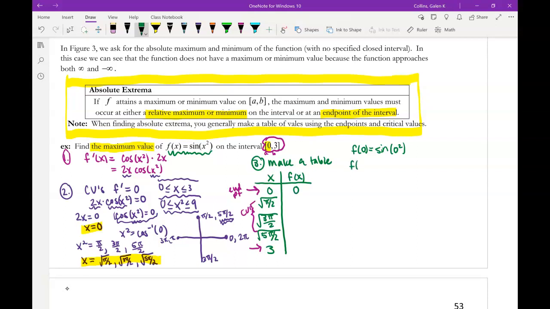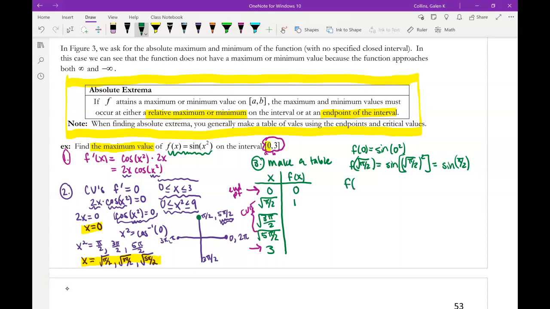When I get to the square root of pi over 2, I don't know why I wrote a 0 there again. When I plug that in, the sine of the square root of pi over 2 squared is just the sine of pi over 2, right? Because squaring the square root of pi over 2 just makes pi over 2. So on my unit circle, I know the sine value at pi over 2 is positive 1.